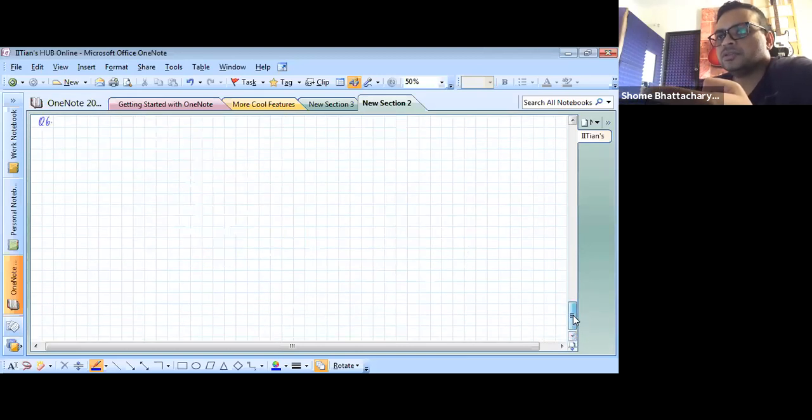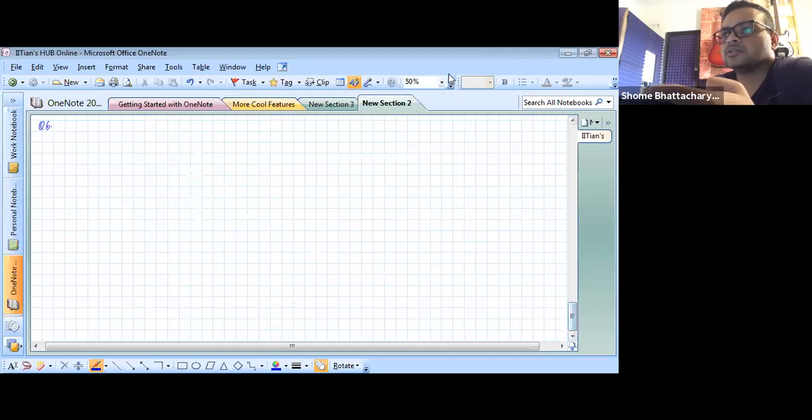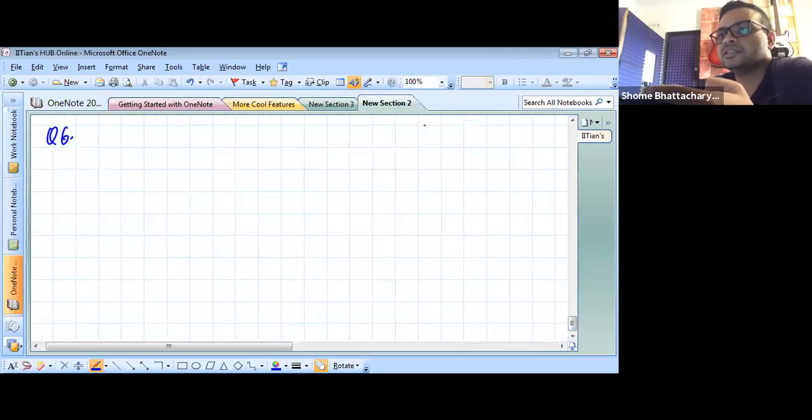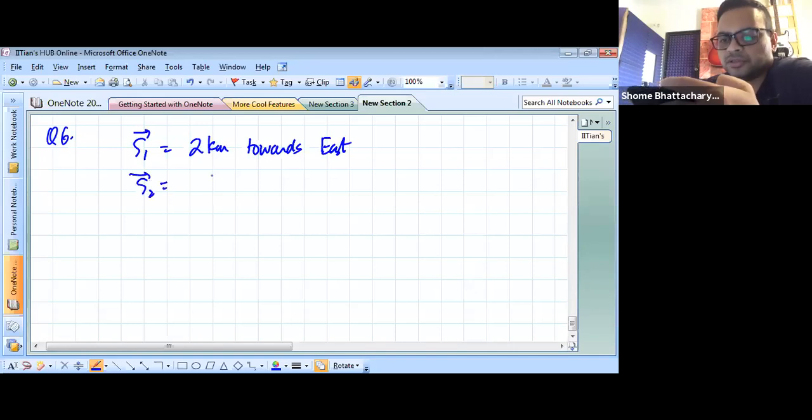All right. So next we are looking at question 6. So question 6 is basically just about understanding the diagram. Once you understand the diagram, you can easily find it out. So it says that a car moves 2 kilometers towards east. So let's say it makes a displacement S1, which is 2 kilometers towards east. Then it makes a second displacement of half a kilometer. 500 meters is 0.5 kilometers towards north.